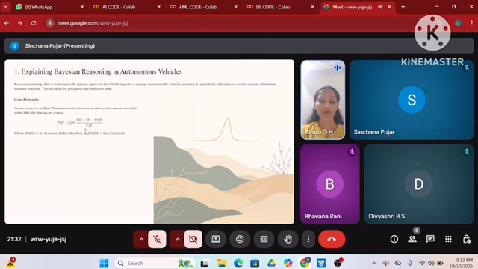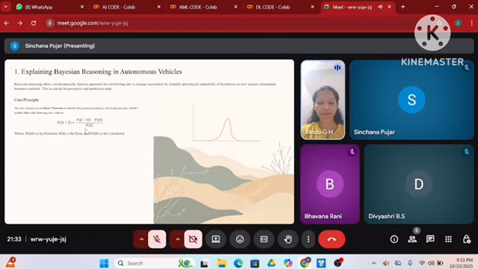Now coming to the next topic, explaining Bayesian reasoning in autonomous vehicles. Concept overview: Bayesian reasoning provides a mathematical framework for updating beliefs or probabilities as new data, such as sensor inputs, becomes available. In self-driving cars, uncertainty arises from a changing environment, sensor noise, or incomplete data. Using Bayesian methods, the vehicle can continuously update its understanding of the environment to make safer and more reliable decisions.